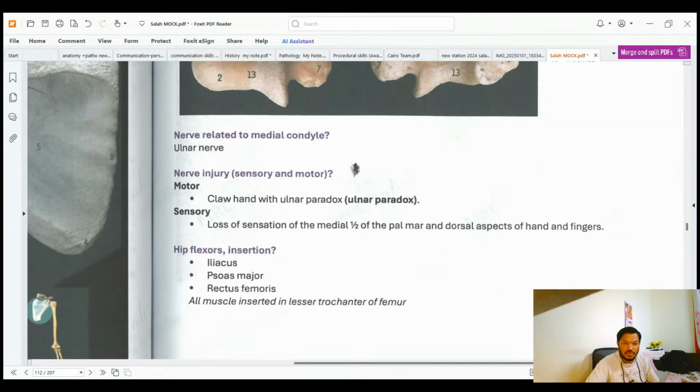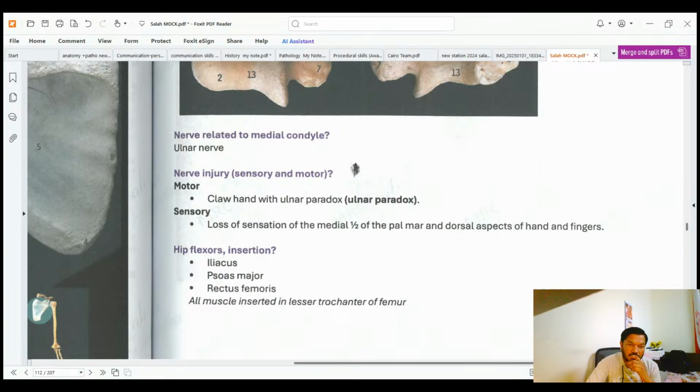Hip flexors and their insertion. In the anterior compartment, we have iliacus, psoas major, and rectus femoris. All these muscles insert into the lesser trochanter of the femur.